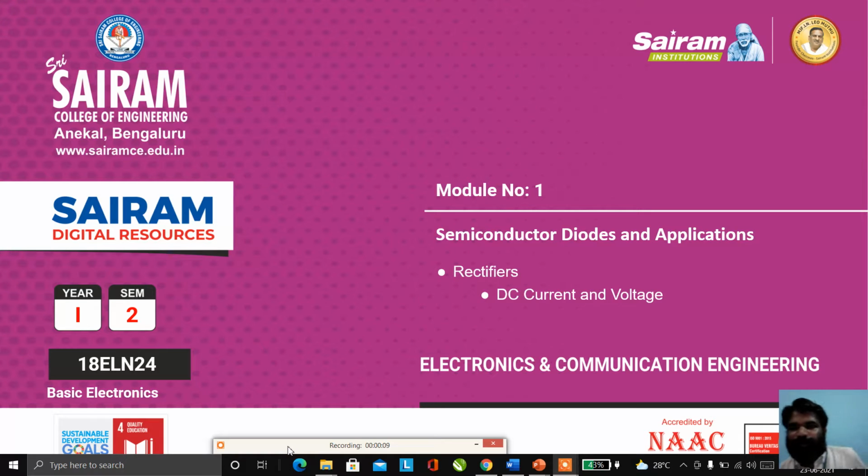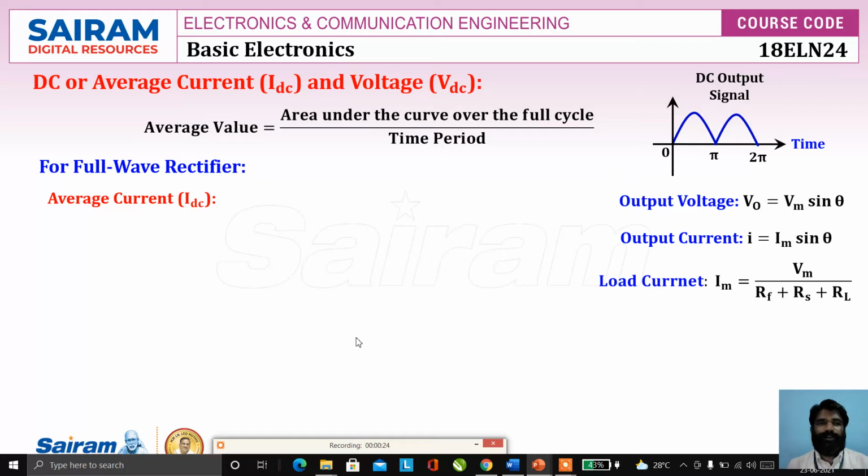As I explained in the previous video, the bridge rectifier. So in this video, I'm going to explain how to obtain average or DC current and voltage for the rectifiers. As I explained in the previous video, the average current and average voltage of a rectifier. So in this full wave rectifier, observe the corresponding DC output signal.